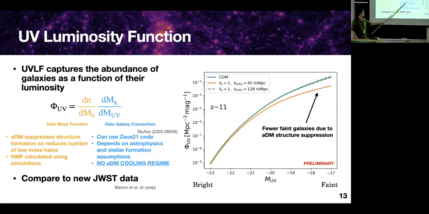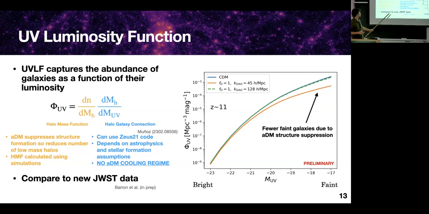This can be calculated using the Zeus21 code by Julian Munoz, but it depends on astrophysics and stellar formation assumptions. This is important because if ADM is cooling, this could change the size and densities of early dark matter halos, which would change galaxy formation and could change star formation. So we will have to assume that there's no ADM cooling to use the standard model assumptions. But it does break down very simply: we've got astrophysics effects on one side and the cosmology effects on the other side.